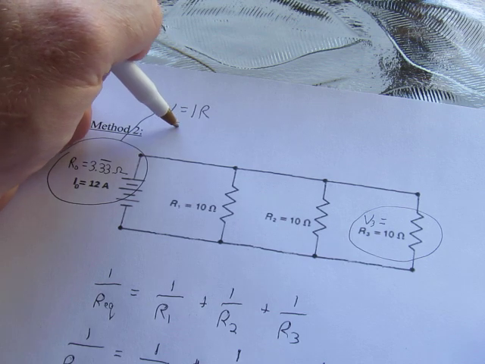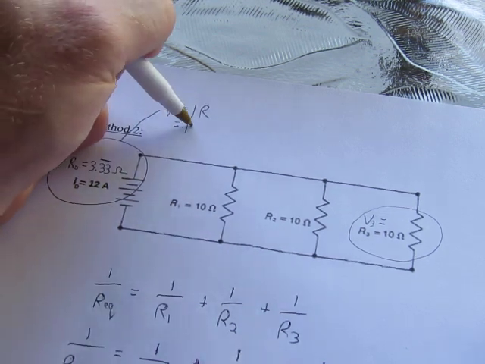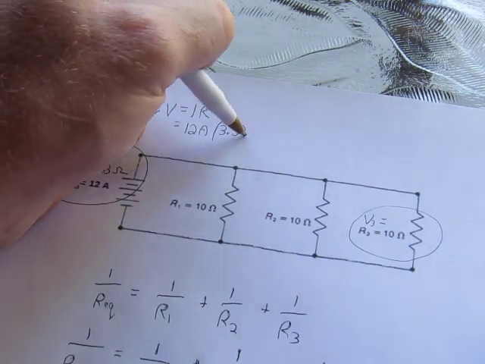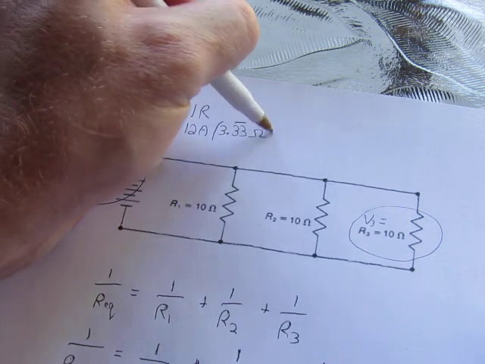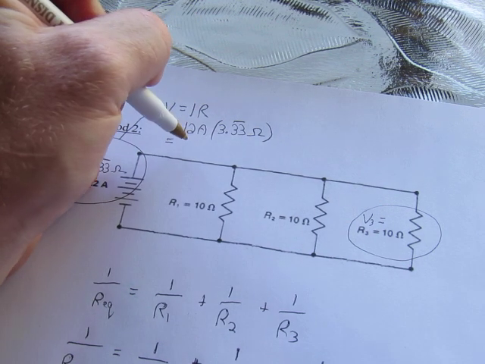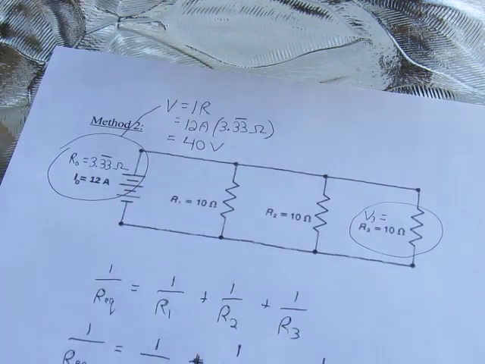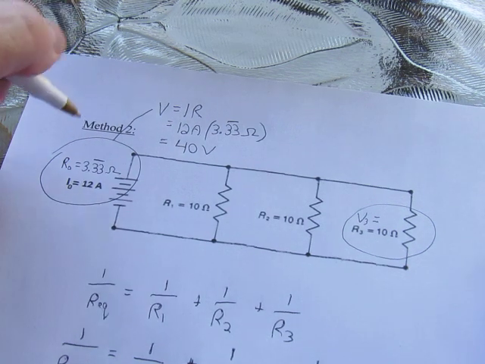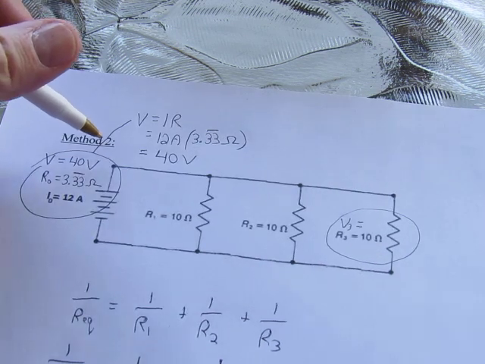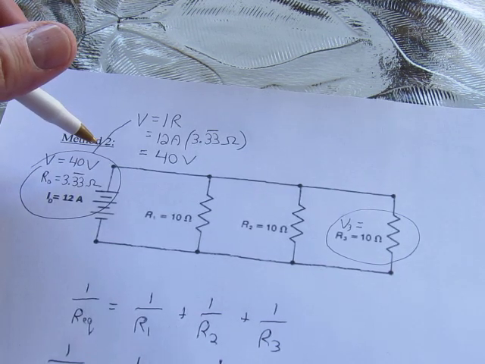Voltage equals IR. So if I do this, I've got 12 amps, and the resistance is 3.333, and it just keeps on repeating. Multiply those together, and you're going to get the voltage at the battery. It comes out to exactly 40 volts, no decimal places. Well, that's not the answer to what we're looking for in this question. That's the voltage at the battery. V equals 40 volts.